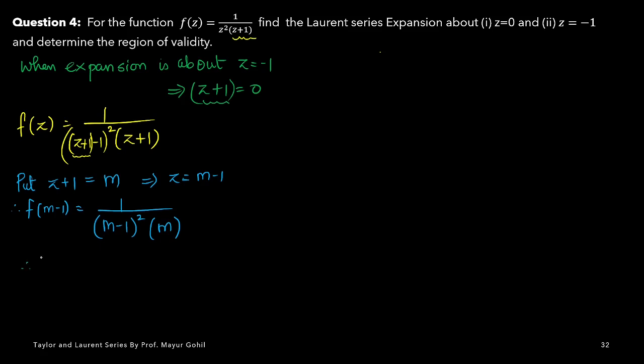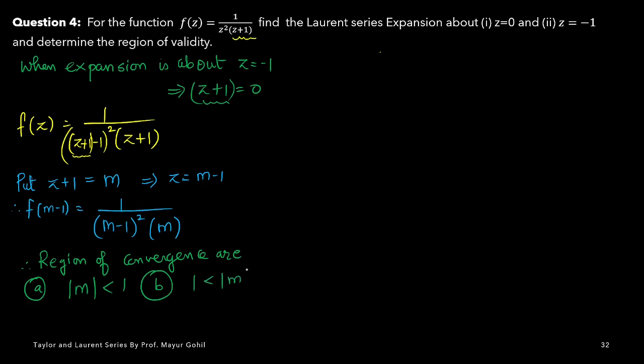So therefore the regions of convergence are, I'll write here: first region A will be mod of m less than 1. This is the first region, and the second region will be 1 is less than mod m. Now what are the outputs over here? You have to generally write it in that way, right?